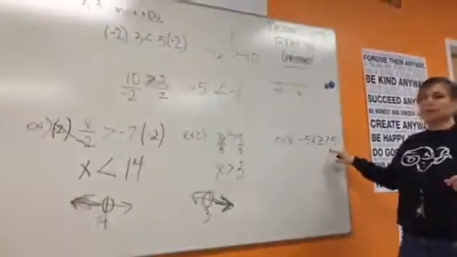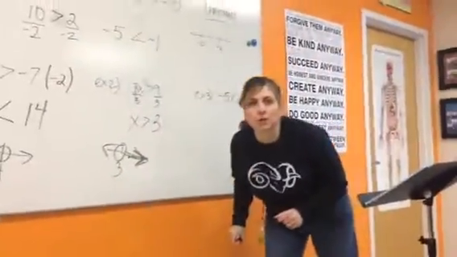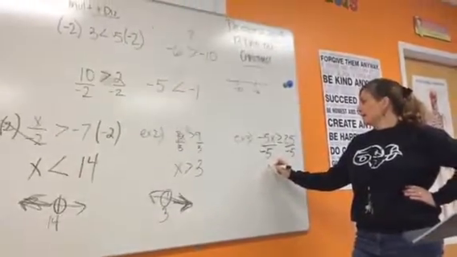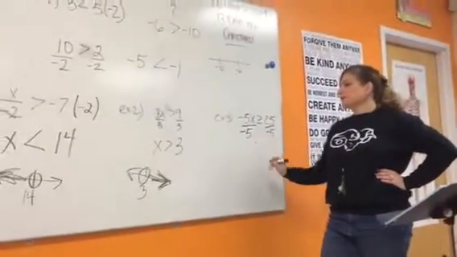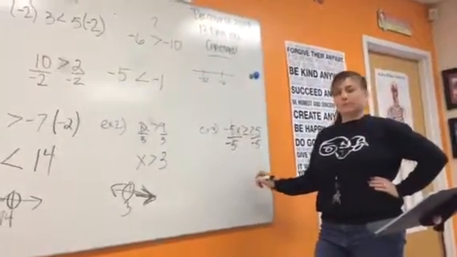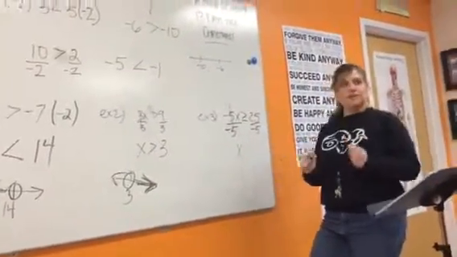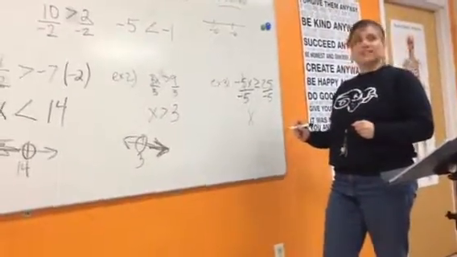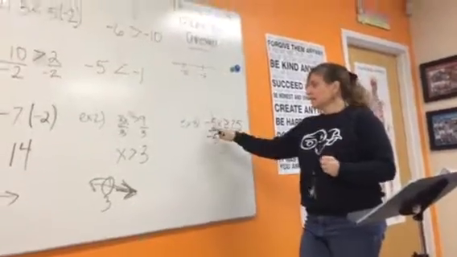-5x is greater than or equal to 25. Emily, what do you do? Divide it by -5. Divide by -5, and then what do you get, Miss Emily? You get 5. No. I know you can do it. I believe in you. I'm going to help you. Okay, here's the big part. X is what? Greater than or equal to.